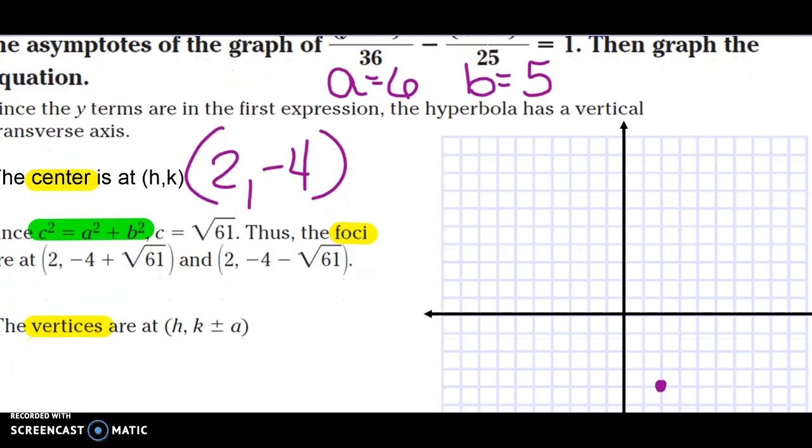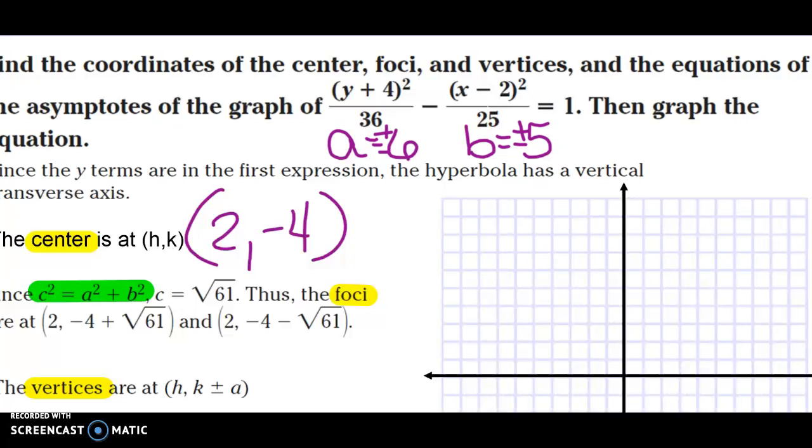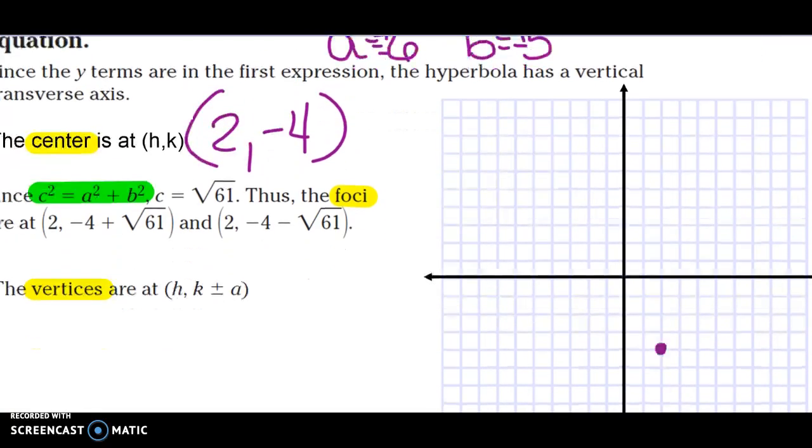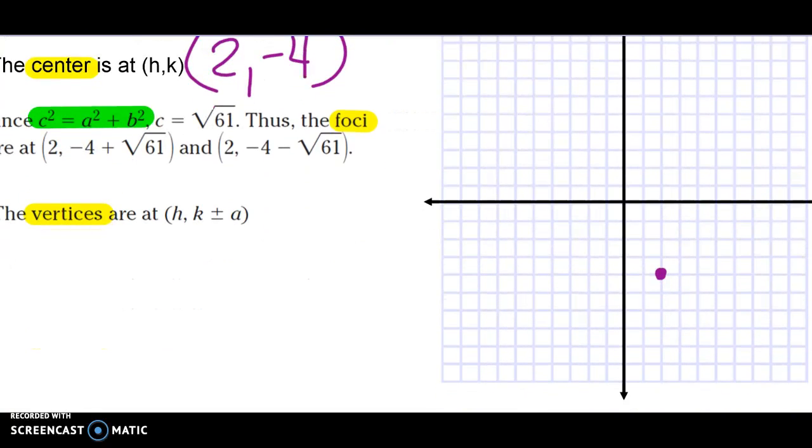All right, you're going to count up and down 6 and left and right 5 from the center to make your asymptotes. So let's see, how do I know I'm going up and down? Well, I know I'm going up and down because I'm going along the y-axis. All right, so let's start at our center, and we're going to go 6 up and 6 down and draw a little dot. 1, 2, 3, 4, 5, 6, and then 1, 2, 3, 4, 5, 6.